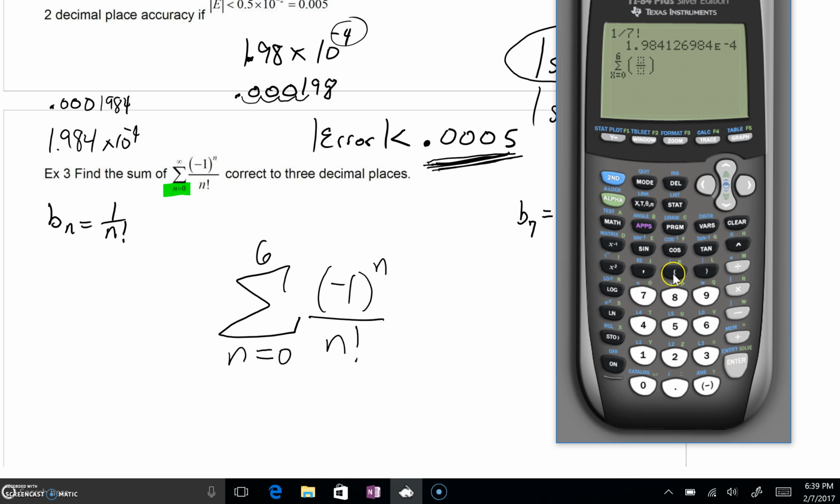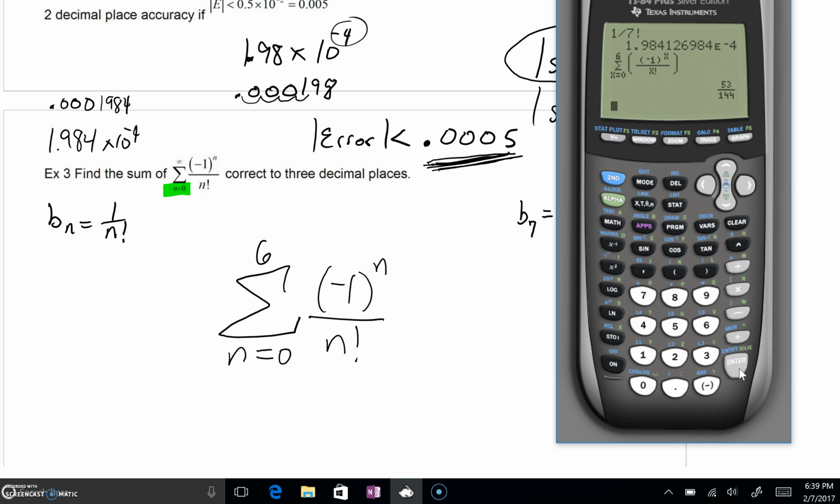And I'll type in parentheses, -1. Bump that up to the n power. Well, that's our x power right now. Down below we'll have x factorial. So that's x math. A left arrow to probability. Bring down that factorial. Hit enter. You actually get a fraction.